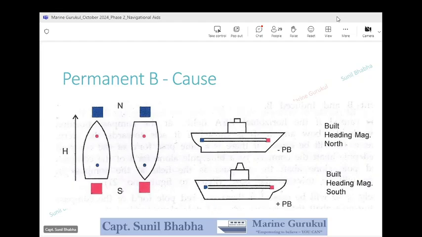Very good. So we are going to pick up one of these shapes and we are going to see what kind of deviation that generates. Let's see.